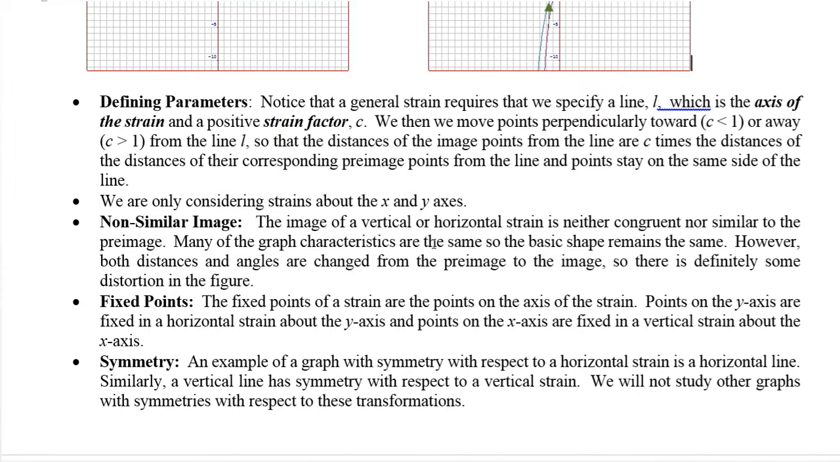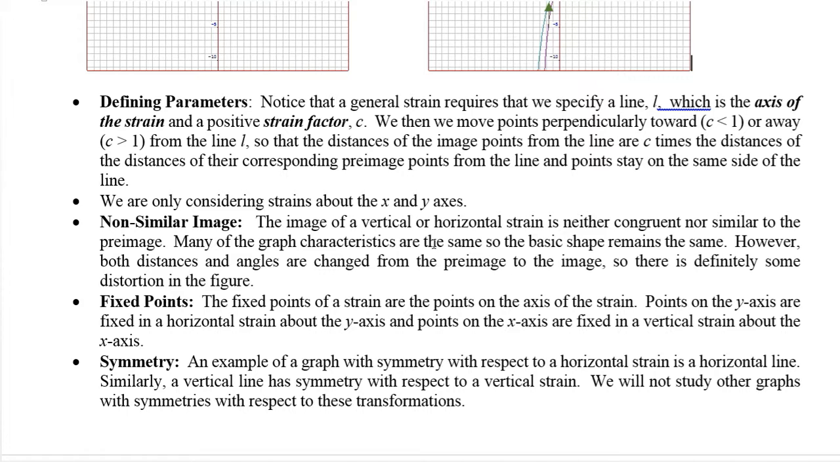Now notice that when you do a single strain, you get a non-similar image. It's not only not congruent, it's not even similar because it modifies angles. So for example, if you started with a right angle like an absolute value function and then did a vertical strain, now your angle is maybe an acute angle or an obtuse angle.